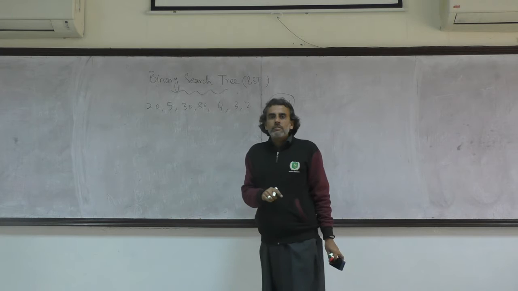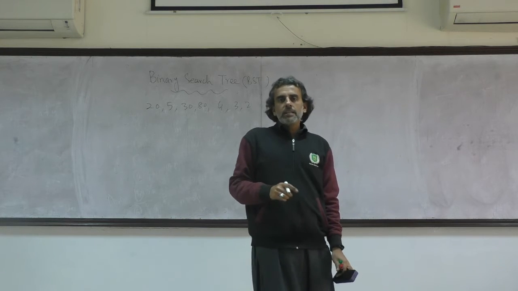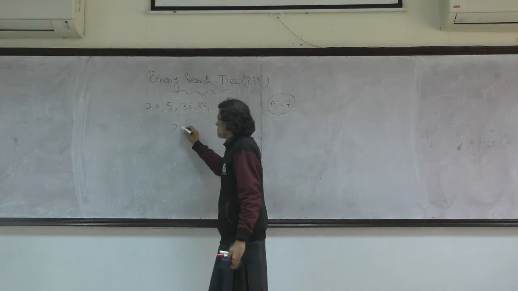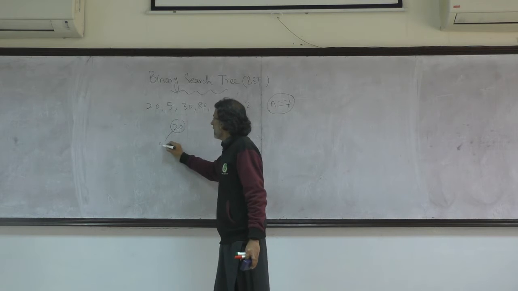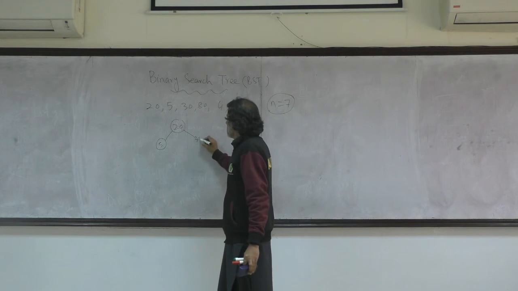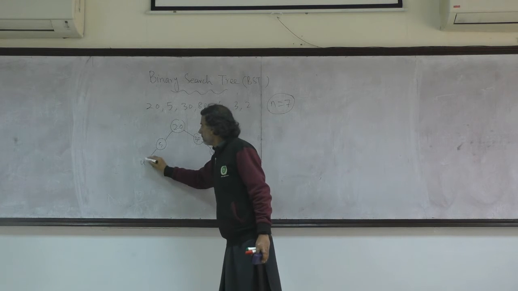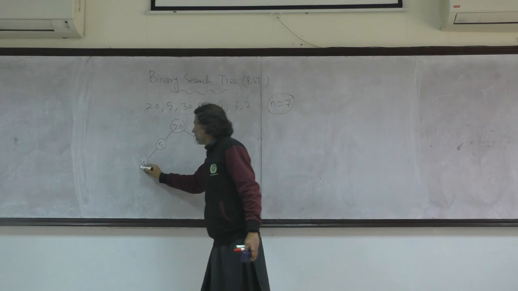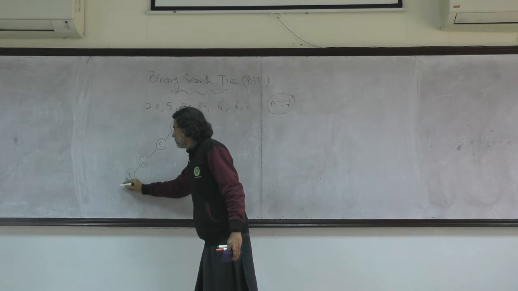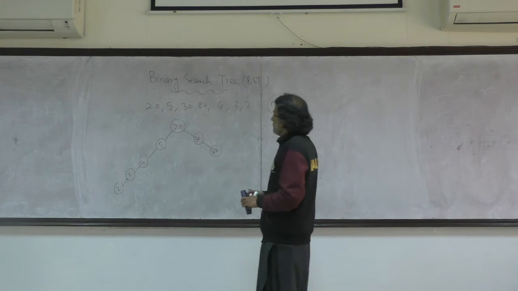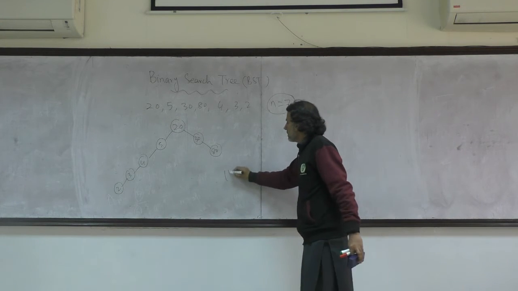So hopefully you paused the video and were able to draw the BST yourself. So it should look like this. We have 20 as a parent, 5 will go on the left, 30 will go on the right, 80 will go further right, 4 will go on the left of 5, 3 will go on the left of 4, 2 will go on the left of 3. What is the height of the binary search tree?